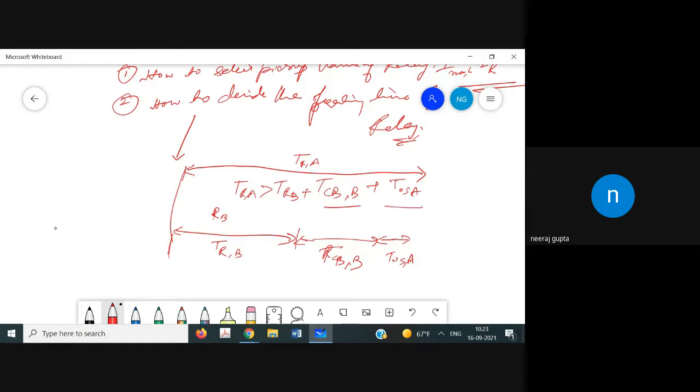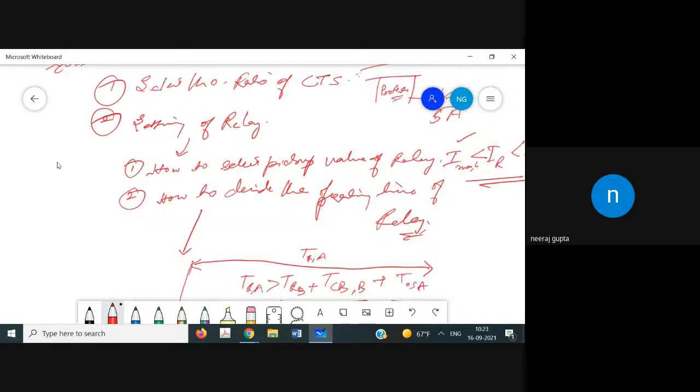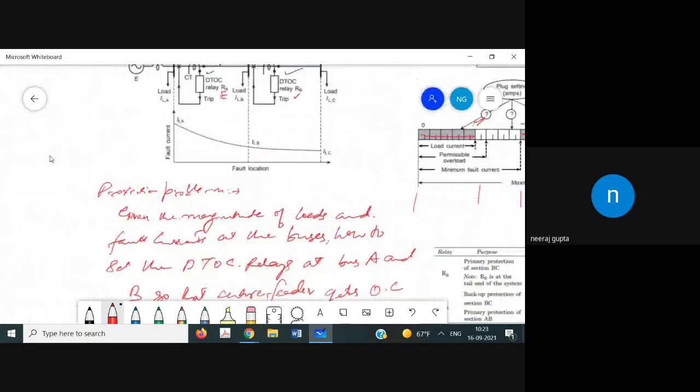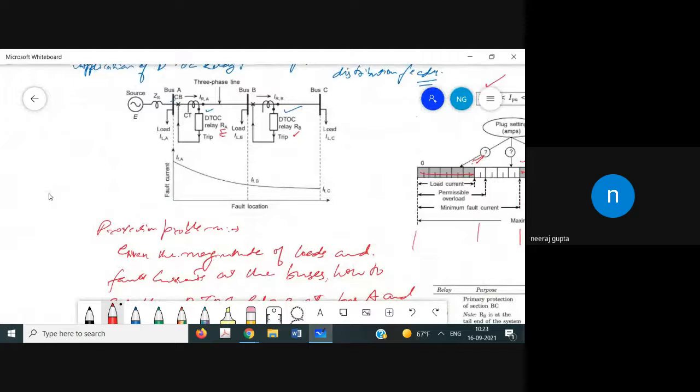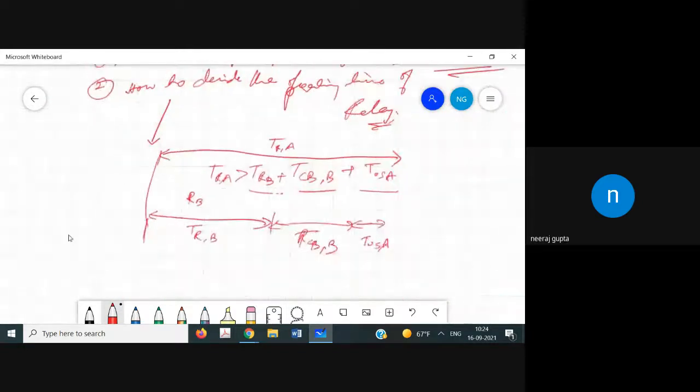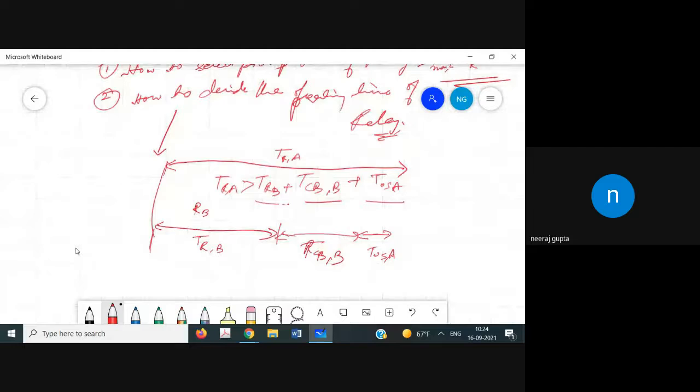Since B is providing the primary protection to section BC, A is providing the backup protection to the section BC. So we can have TRB plus circuit breaker B plus overshoot time. So TRA should be greater than this amount of time.